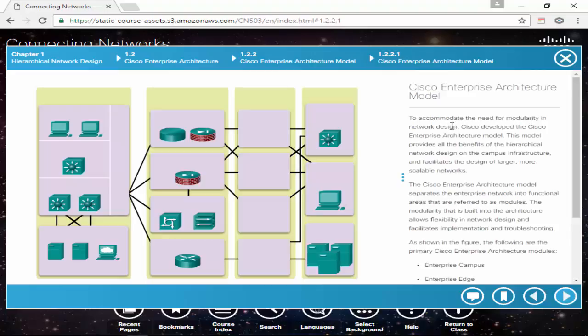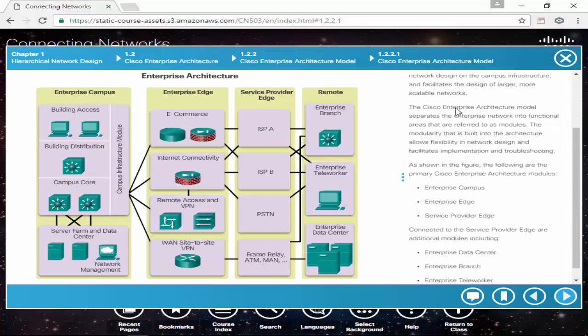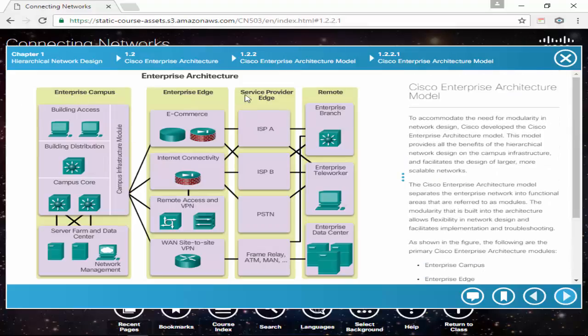Alright. So Cisco Enterprise Architecture. These are the ones we care about. We're going to be tested on those, probably only in this test, unless you guys decide to do a Cisco Design Professional or Design Associate. About 60% of the test is on this, just in depth. Okay, so here we go. We have our Enterprise Campus, Enterprise Edge module, Service Provider Edge, and the Remote module. So what blocks go inside of there?